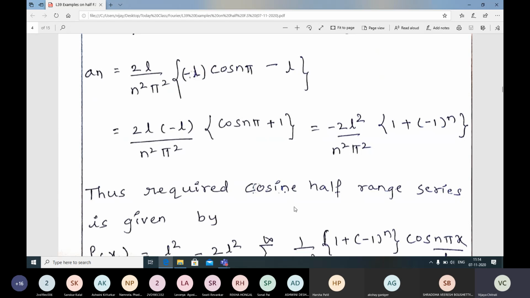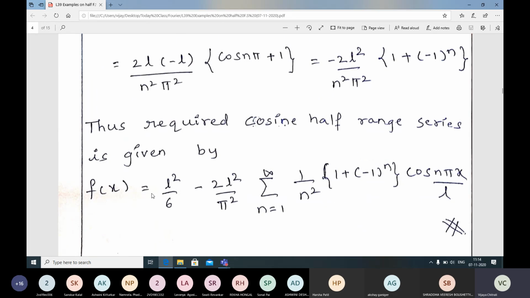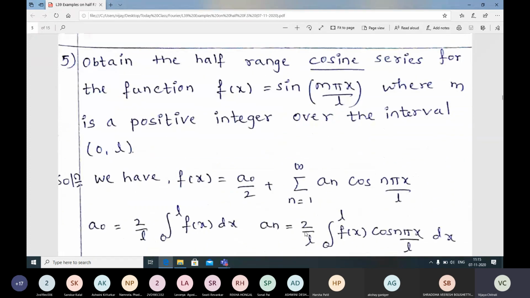Thus the required cosine half range series is given by, so substitute a naught and a n values. So f of x is equal to a naught by 2, L square by 6, minus 2L square divided by pi square outside, summation n equals 1 to infinity, 1 by n square, 1 plus minus 1 raised to n, cos n pi x by L. So this is the required half range cosine series, right? Now move on to the next example.